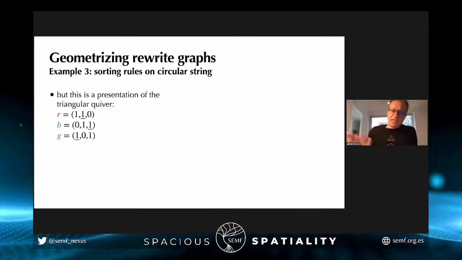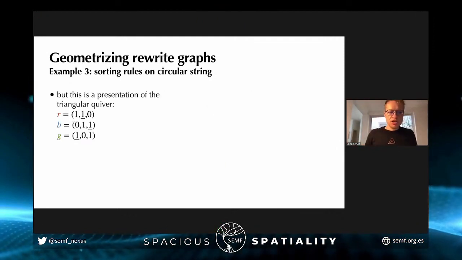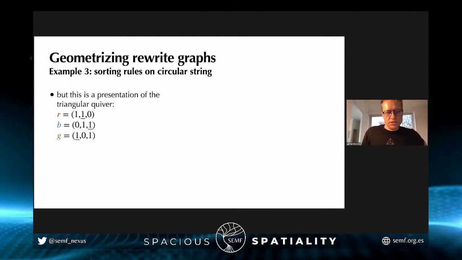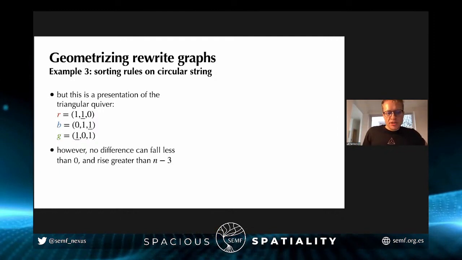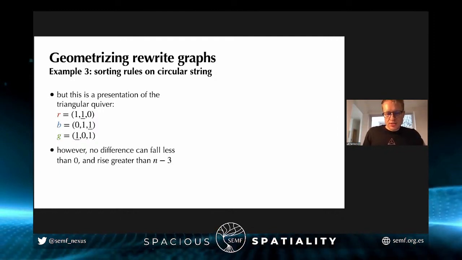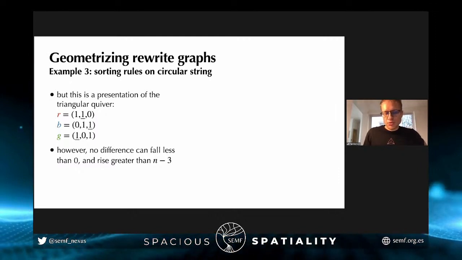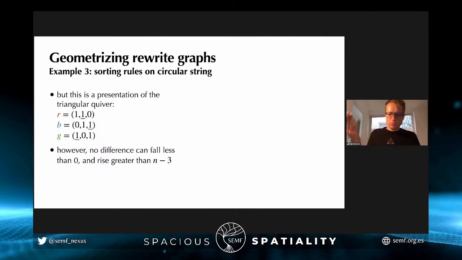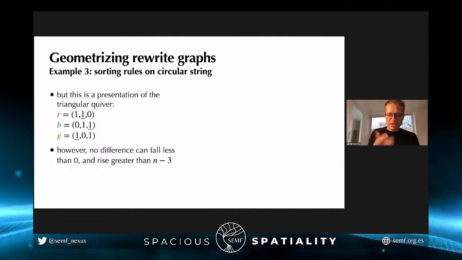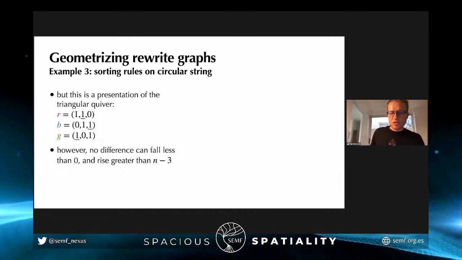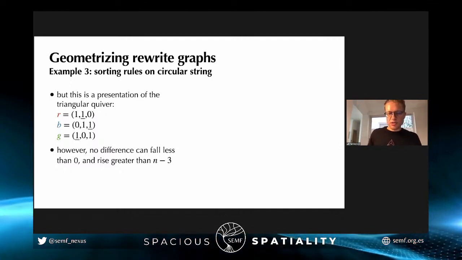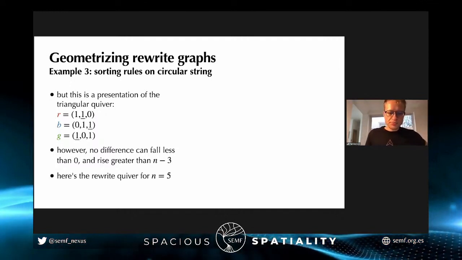Interestingly, that is the same as the presentation of the triangular quiver we saw before. But there's a constraint, which is that none of these distances, none of these counts of the lengths of runs of white cells, can fall below zero, because the run can't be negative, it doesn't mean anything. And it can't be greater than n minus 3, because then the others would be less than zero.